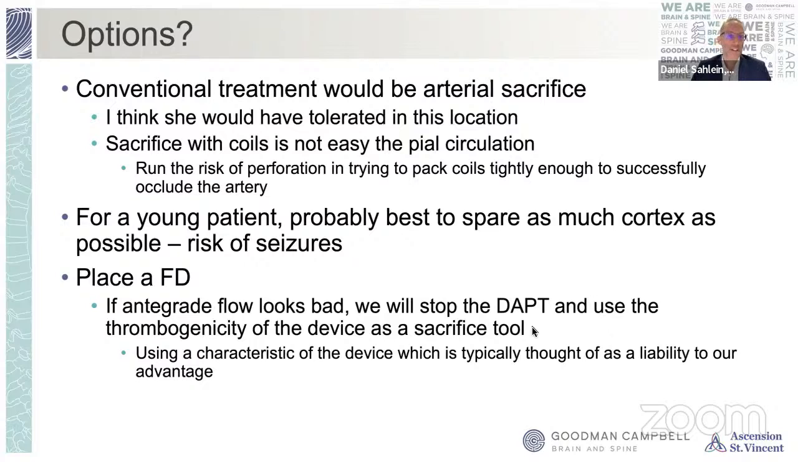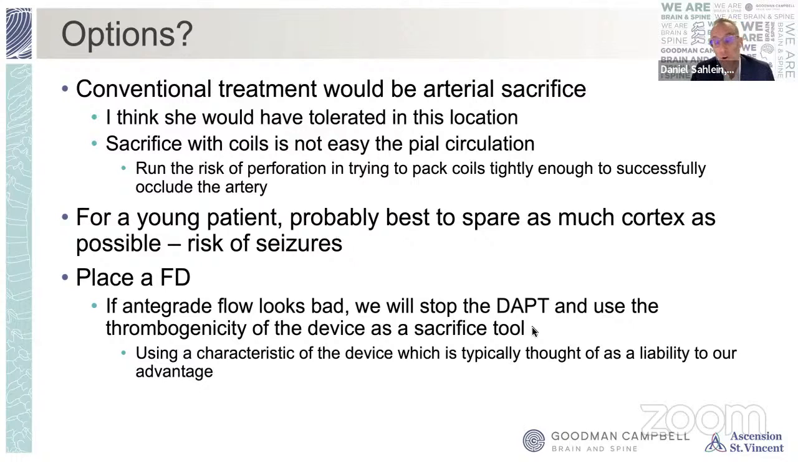So what were our options here? I think conventional treatment would probably be arterial sacrifice, and I think the patient would have tolerated this in this location. But conversely, sacrifice is not that easy. It's not that easy to sacrifice these arteries. It's a very low resistance circulation, and in trying to pack coils, which is probably what we would have used, tightly enough to actually occlude the artery, you certainly run the risk of perforation. And I don't think that that's a small risk. And so for young patients, probably best to spare as much cortex as possible, even in the absence of immediate neurologic sequelae, because you have things like risk of seizures with larger areas of cortical gliosis.